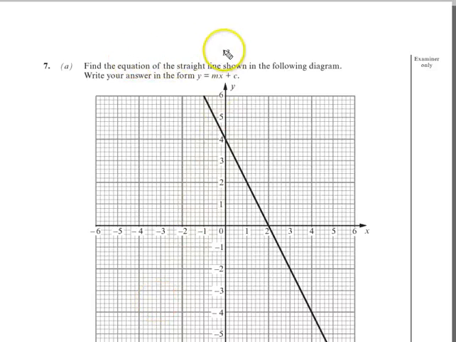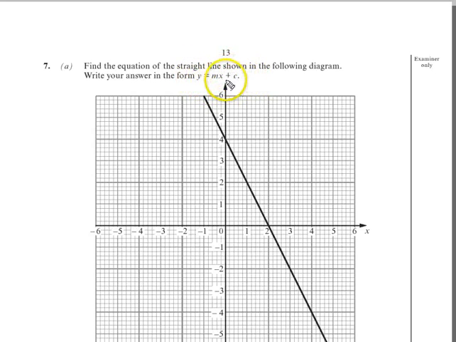Right, guys, let's have a look at 13 now then. We've got question 7a. Find the equation of the straight line shown in the following diagram. Write your answer in the form y equals mx plus c. Okay, well, we know straight line form. This is a straight line graph, isn't it?